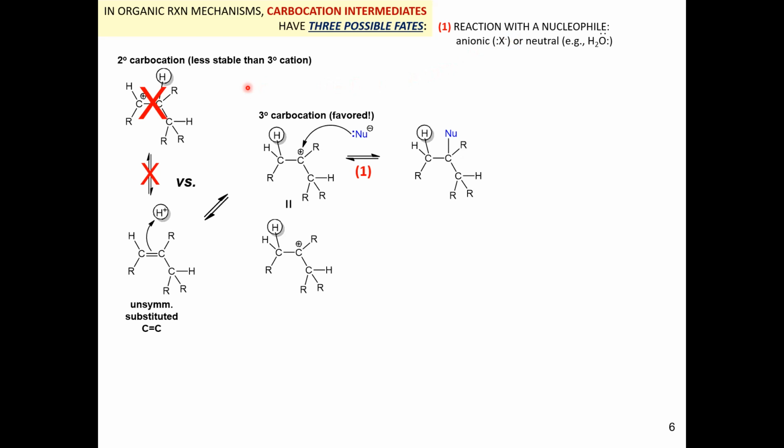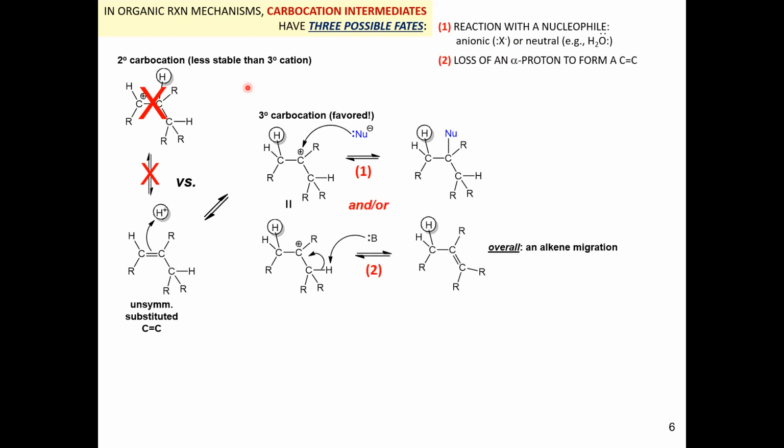A second possible fate of a carbocation would be loss of a proton on the carbon next door to the carbocation and formation of an alkene, a new carbon-carbon double bond, an elimination process. In this case here, you can see that this hydrogen is being abstracted, and the two electrons in this carbon-hydrogen bond are being used to make a new carbon-carbon pi bond.